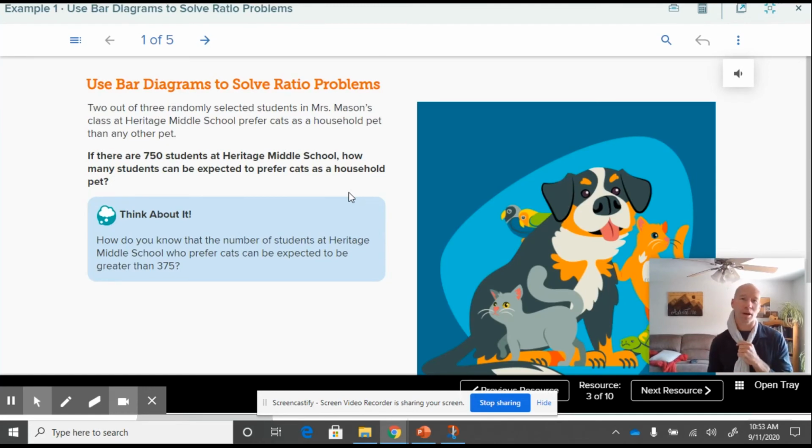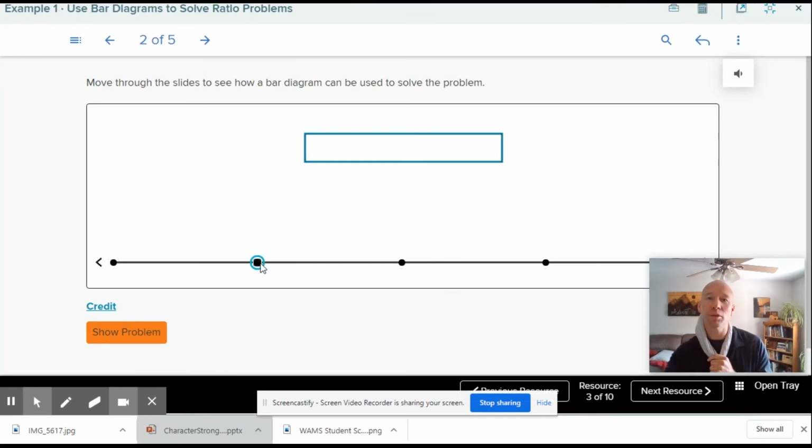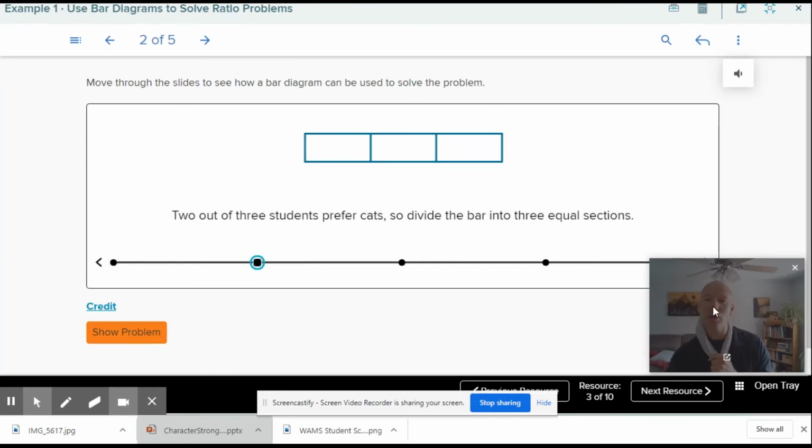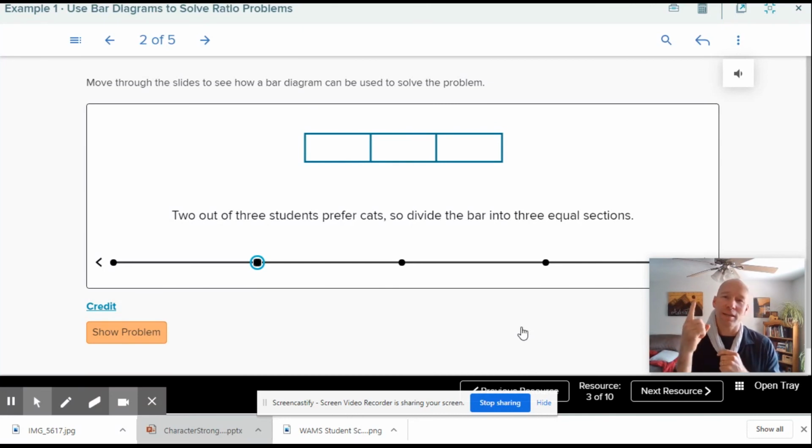All right, so the question that you're going to work on is this. 2 out of 3 randomly selected students in Mrs. Mason's class at Heritage Middle School prefer cats as a household pet than any other pet. If there are 750 students at Heritage Middle School, how many students can be expected to prefer cats as a household pet? So again, you are going to move through each of these slides, and you're going to work on this on your own. Pause the video, go to Reveal Math, and do example 1, example 2, and then we are going to come back.